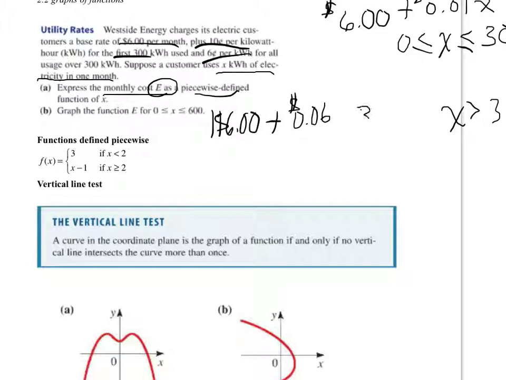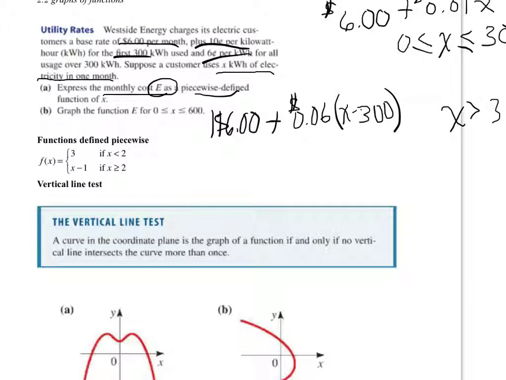So we're not going to count all 300. For the x kilowatt hours that we use, we have to subtract those first 300 because we're not paying the 6 cent rate for those first 300. We're only paying the 6 cent rate for anything more than 300. So x is greater than 300, so x minus 300 will always be greater than 0. And that's how we figure out our charges for the kilowatt hours over 300.